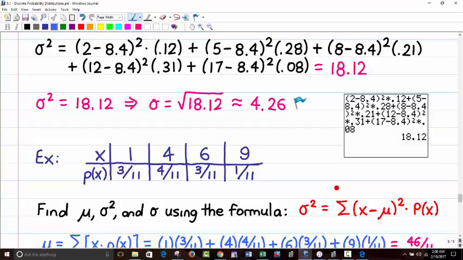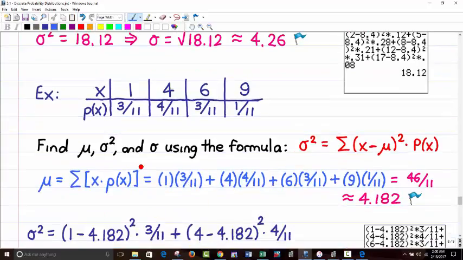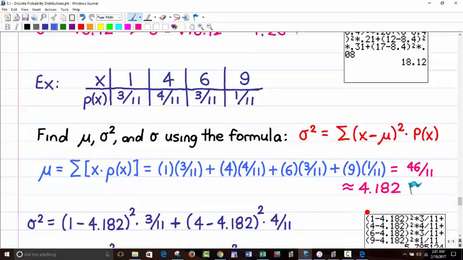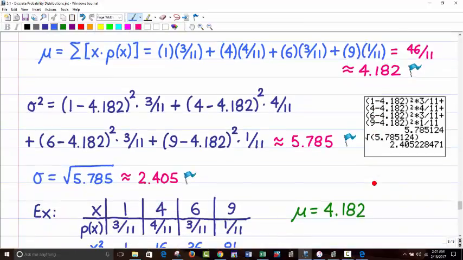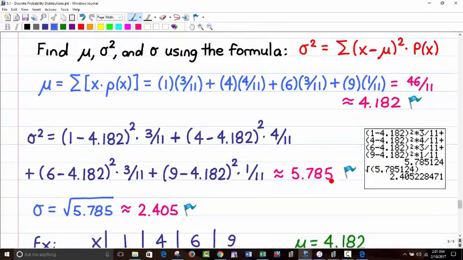Now here's another one where I just use the fractions as probabilities. That's okay. Don't worry about that. Same idea. So I went ahead and left them as fractions and then converted to decimals. I thought it'd make it easier since they had a common denominator. So I did them all as fractions, got 46 over 11, then made it a decimal, 4.182. Okay, so I did it the way that I don't like right here. There's all that mess. I didn't like all that subtraction. But I got 5.785. And then the standard deviation would be the square root, which is 2.405.